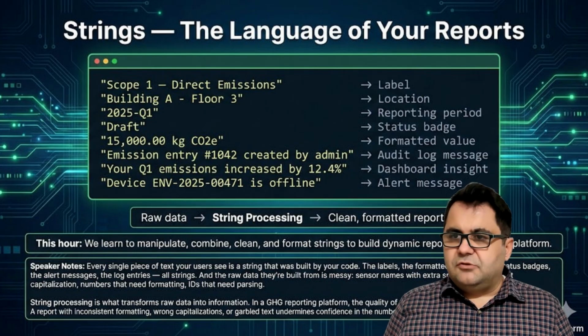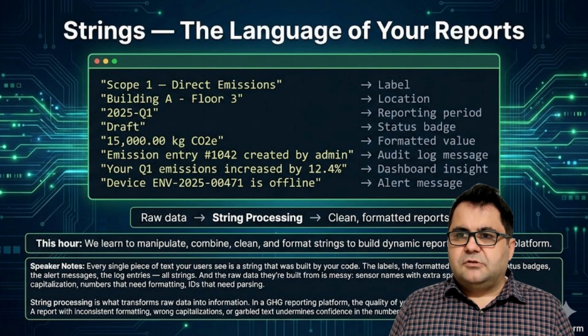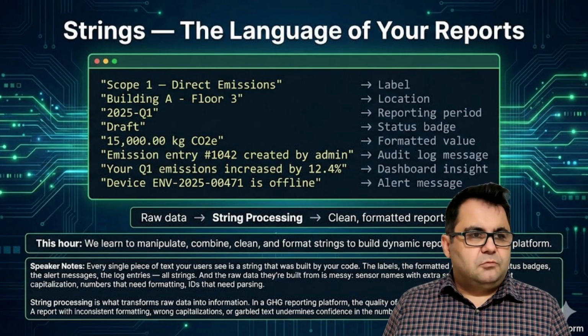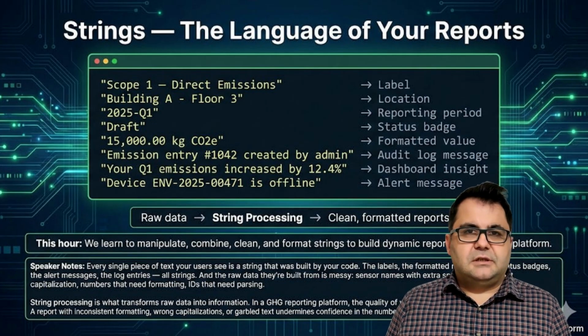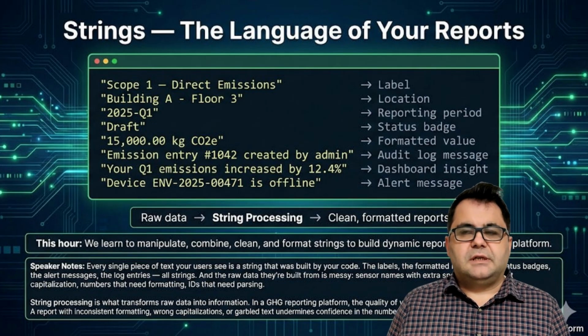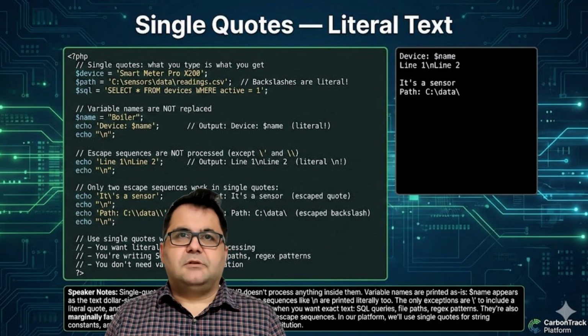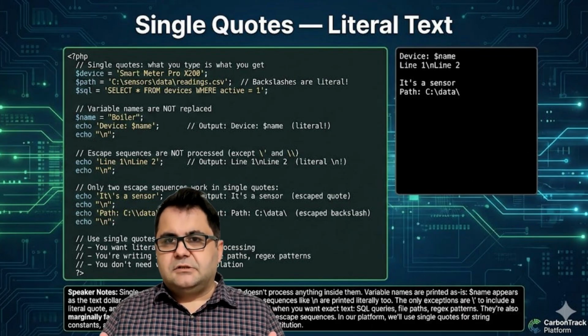In a GHG reporting platform, the quality of your text output directly affects usability and trust. A report with inconsistent formatting, wrong capitalizations, or garbled text undermines confidence in the numbers. Let's learn to build clean, professional output. Single-quoted strings are literal. PHP doesn't process anything inside them. Variable names are printed as is.